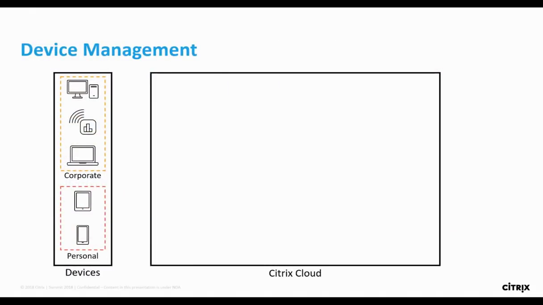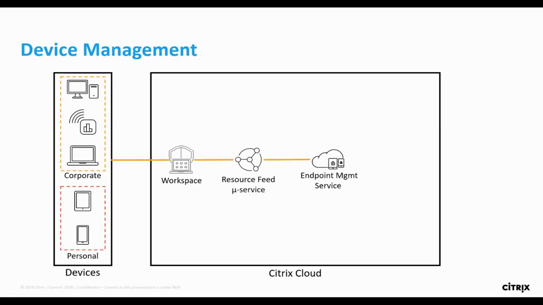So when we look at device management, what we end up seeing is that when a user connects to Workspace, it talks to the resource feed microservice after you've authenticated, and it talks to the endpoint management service. Part of the endpoint management service deciding what you have access to is that it's going to identify not only the user but the type of device you're using. And when we access the environment, the endpoint management service is going to identify this. It's like, this is a new device.